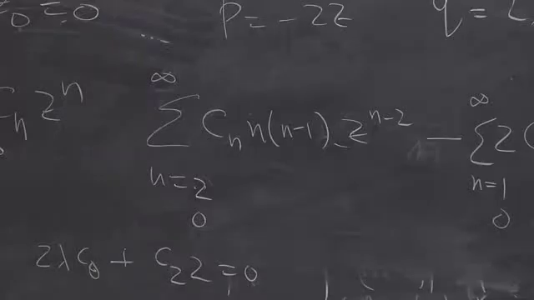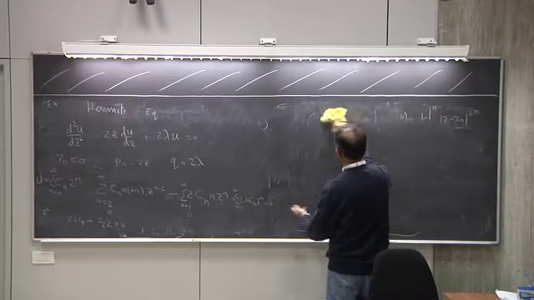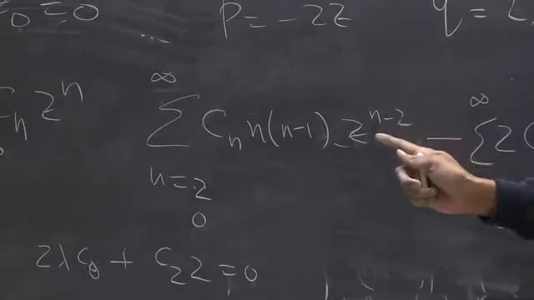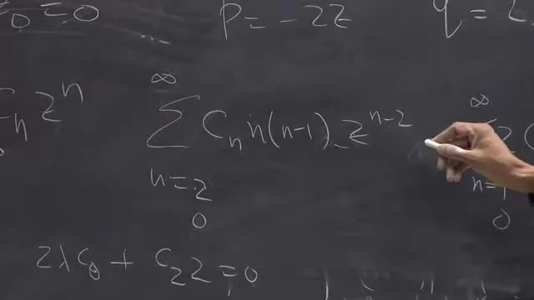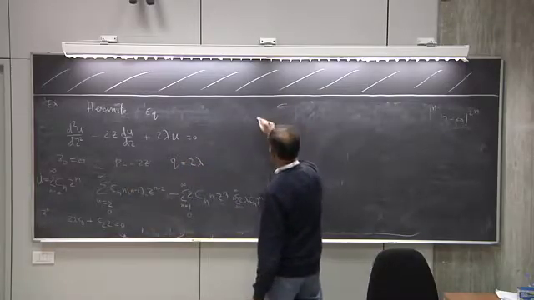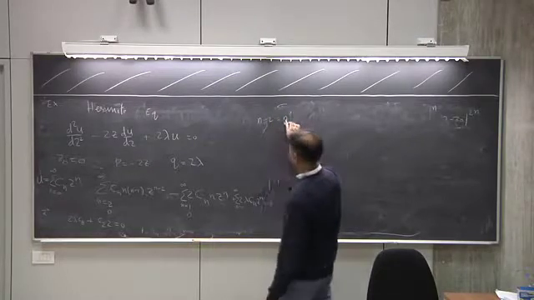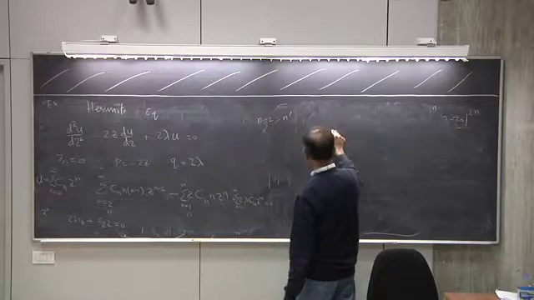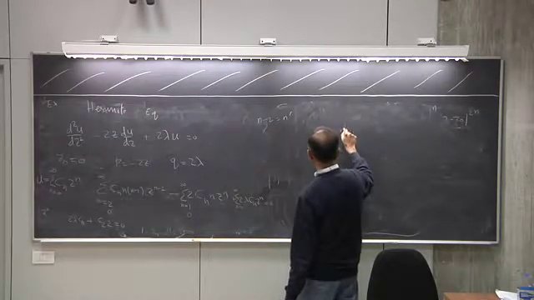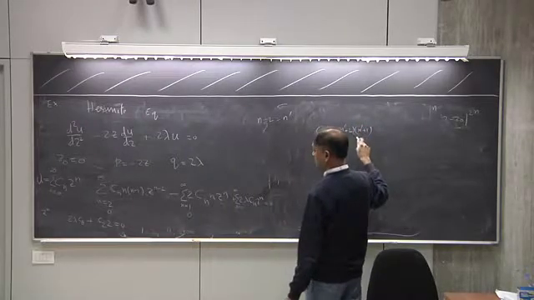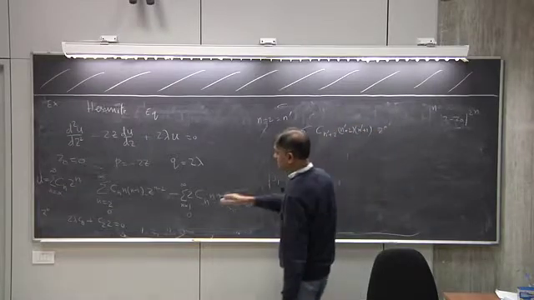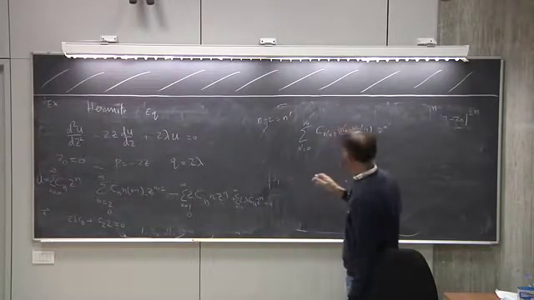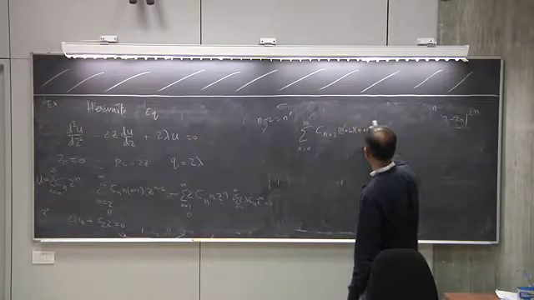Maybe I can just write the general expression, because this has to be true for every n. Here we have z to the n minus 2, but this n is a dummy. I'll call n minus 2 equal to n prime, and later put n prime equal to n. So n is equal to n prime plus 2. This gives you C n prime plus 2 times n prime plus 2 times n prime plus 1 times z to the n prime. And in this sum, n goes from 2 to infinity, which means n prime goes from 0 to infinity, so I can remove the prime, because this is a dummy.